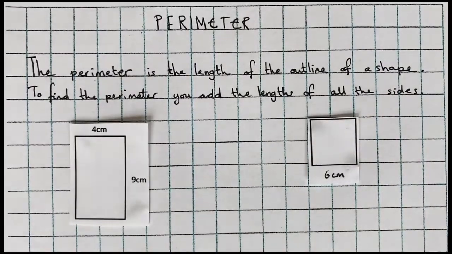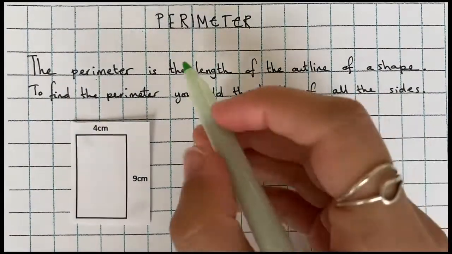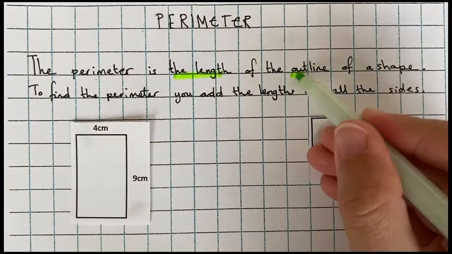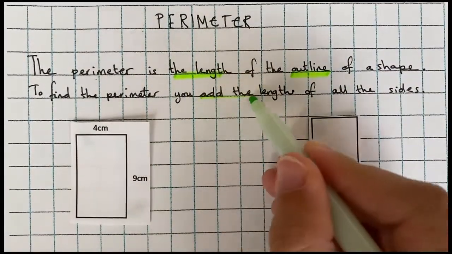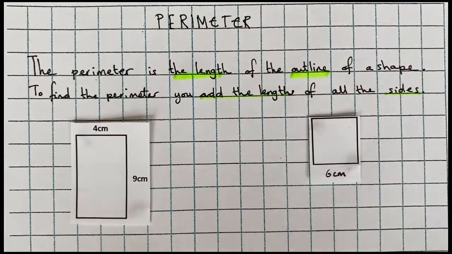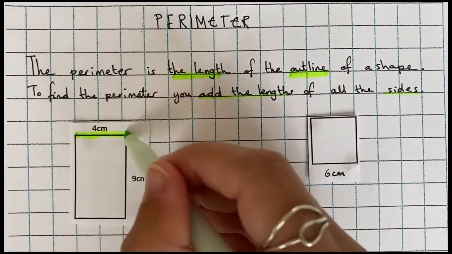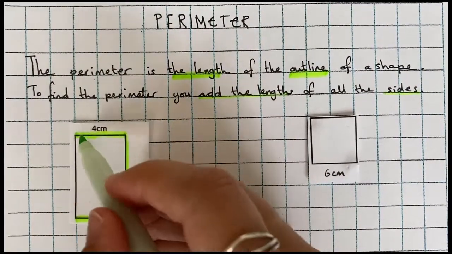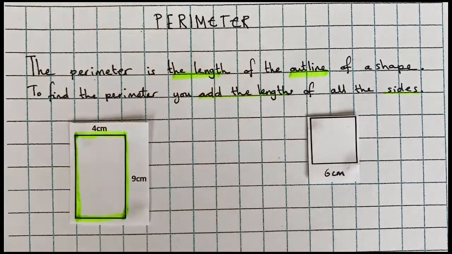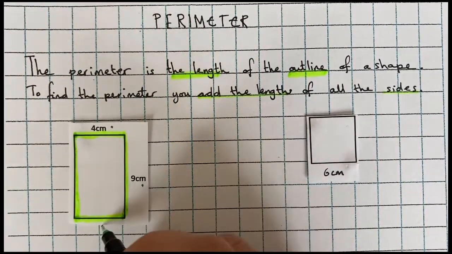Today we are going to be finding the perimeter of shapes. The perimeter is the length of the outline of a shape. To find the perimeter, you add the lengths of all the sides. So let's have a look at this rectangle. I've outlined all the sides. And to find the perimeter, we would add all the sides together.